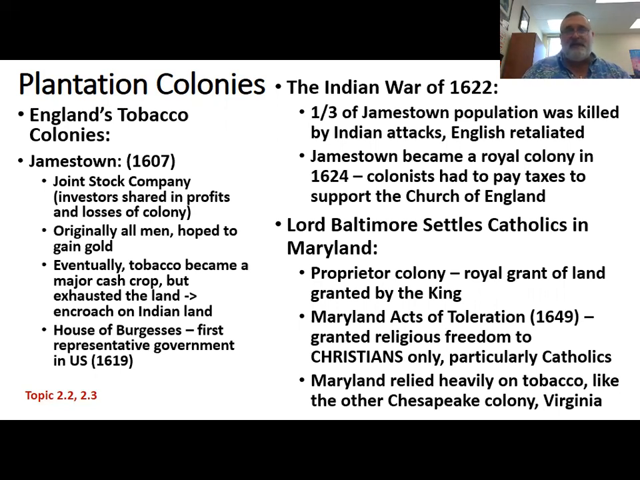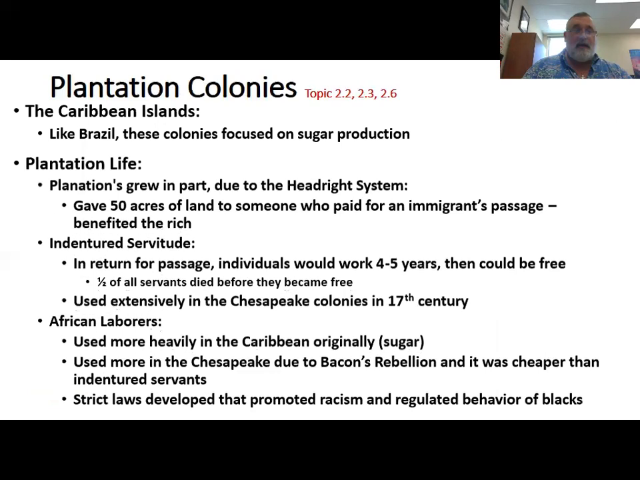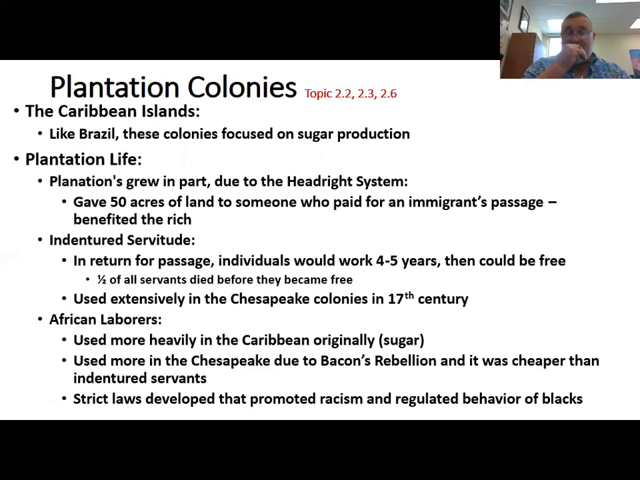You're going to need to know basically the 3 major regions of the British colonies in North America. These are some of the earliest ones that were established. In the Caribbean, as well as in the Chesapeake colonies, plantation agriculture. The goal is to bring workers over. So one of the initial things they would do is try to bring over white Europeans through something called the headright system.